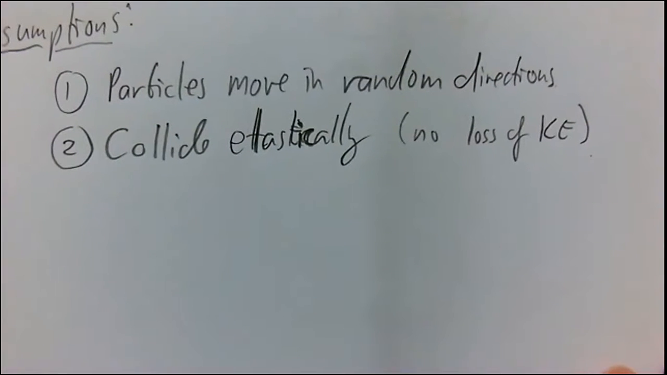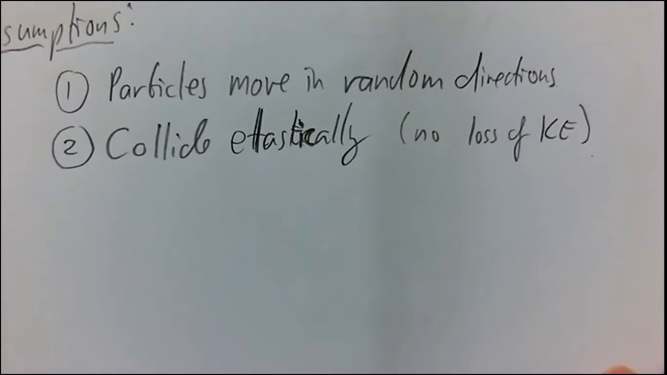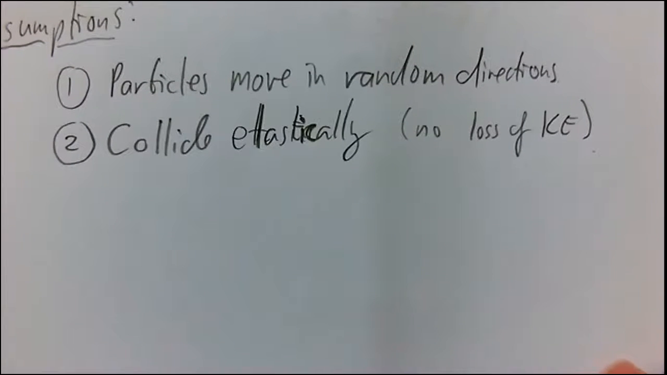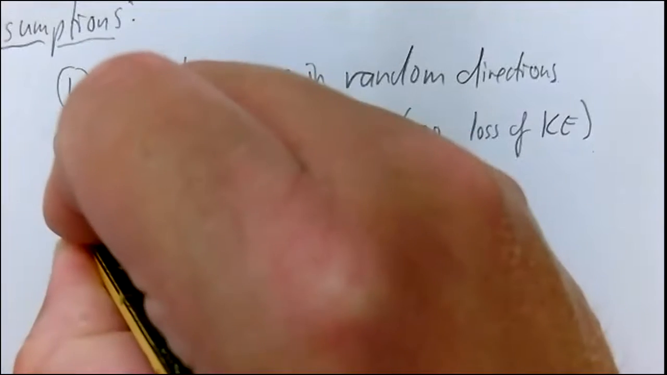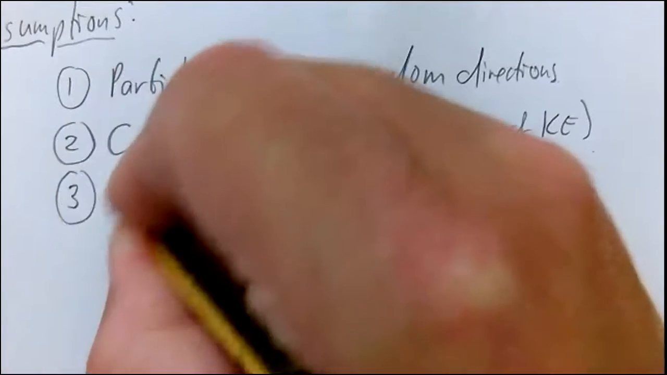If you think about it, if the particles collided with the walls and lost kinetic energy every time they collided, then the temperature of the gas would just keep going down and down for no apparent reason, and that doesn't happen. We're assuming that we've got many particles.